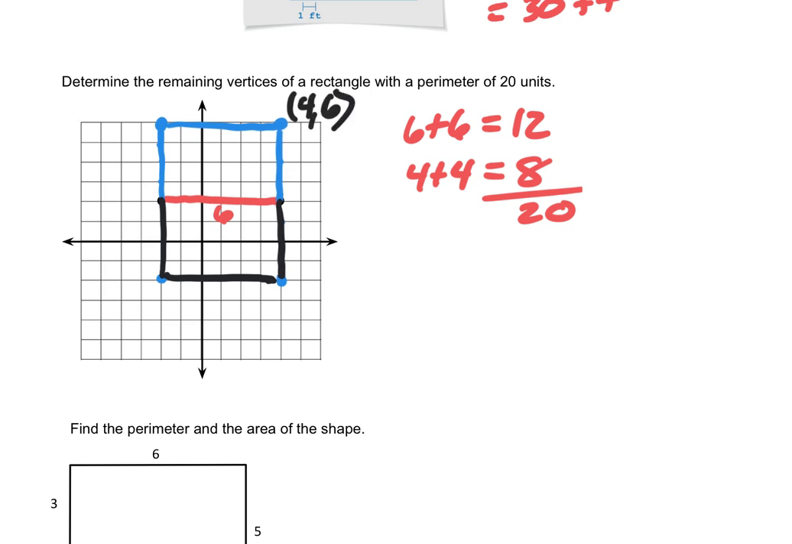4, 6. The one on the other side would go left 2 and up 6. So that would be -2, 6. Okay, the one below it, we could do 4, -2, or we could do -2, -2.